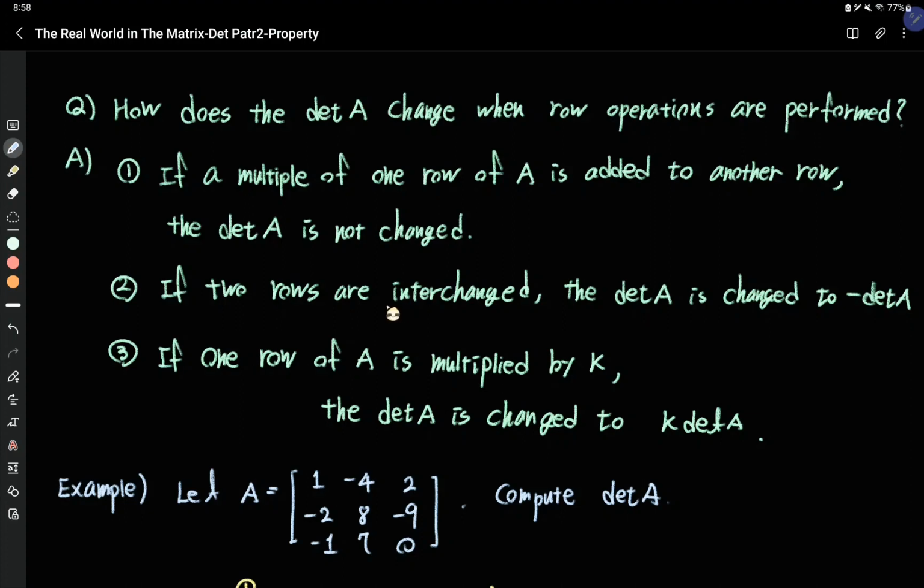Okay. If two rows are interchanged, the determinant of A changes to negative determinant of A. So if you just swap the rows, then the sign of the determinant will be changed to the opposite. And if one row of A is multiplied by k, then the determinant of A is changed to k times the determinant of A. So if you multiply just one single row by a scalar, the determinant will be multiplied by k. Keep that in mind.